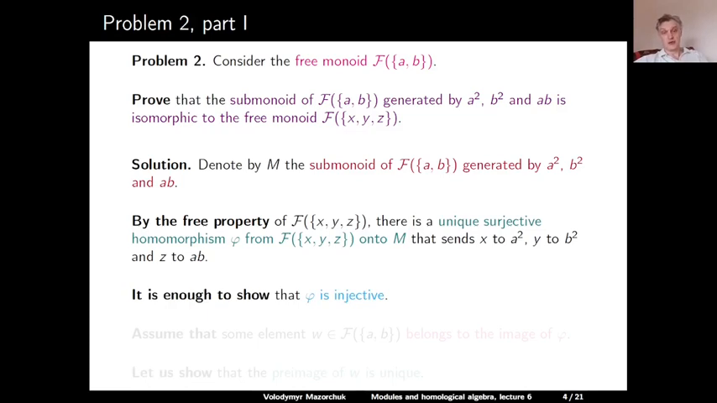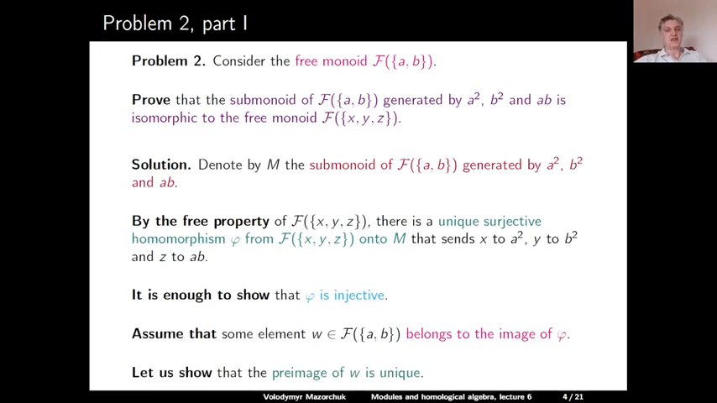So it is enough to show that phi is injective. So this homomorphism is by construction surjective. If we show that it is injective, it's an isomorphism, which proves the assertion of our problem. So assume that some element W in the free monoid on A and B belongs to the image of phi. Let us show that the preimage of W can be uniquely determined. Which means that each element has a unique preimage, so the homomorphism is injective.